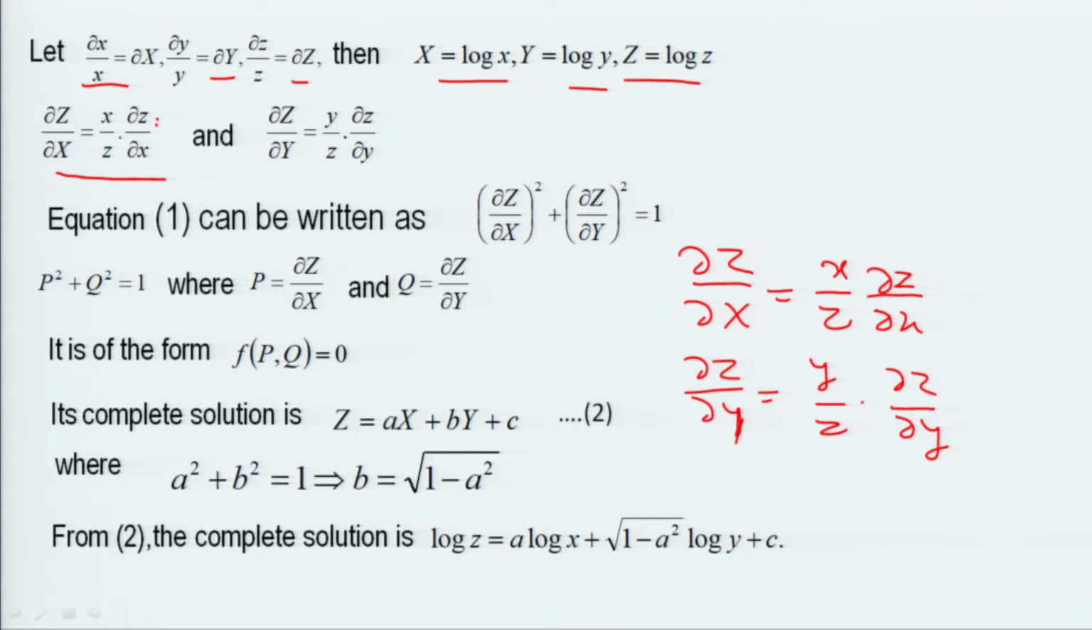Putting in the equation, we get del z upon del x whole square plus del z upon del y whole square equals 1. We know that small p is del z upon del x. So we assume that del z upon del capital X is equal to capital P, and putting here, p square plus q square is equal to 1. This is an equation of type first.